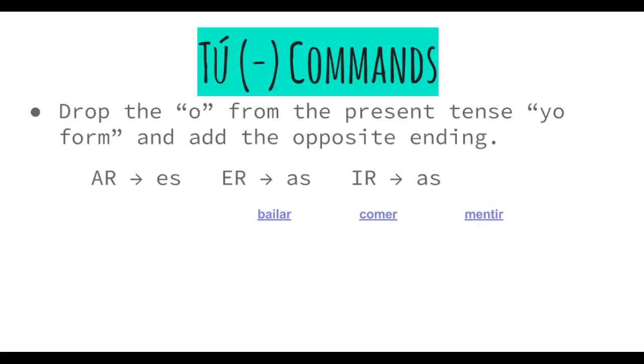Let's look at a couple of examples. Bailar, comer, and mentir. These are three pretty common verbs. One ends with AR, one with ER, and one with IR.